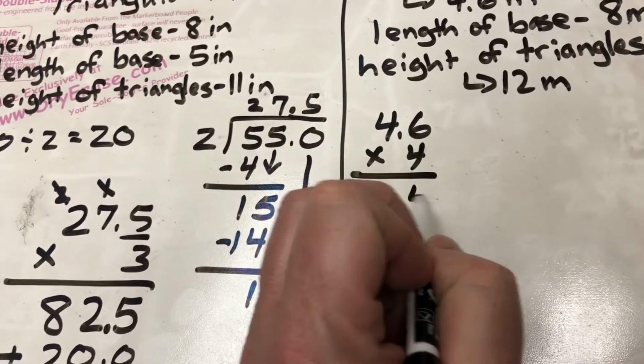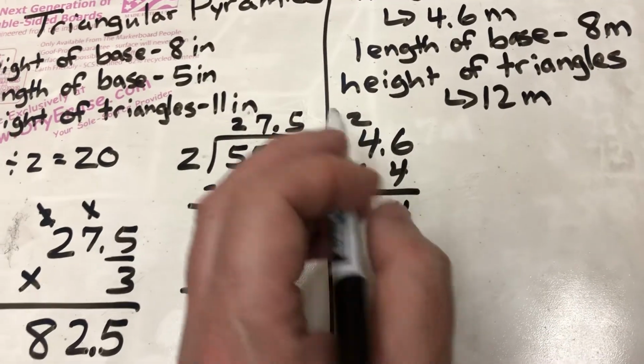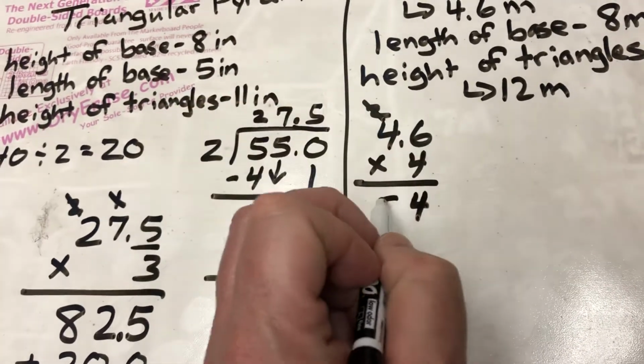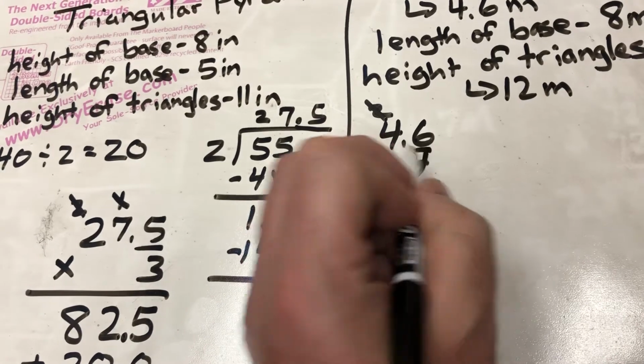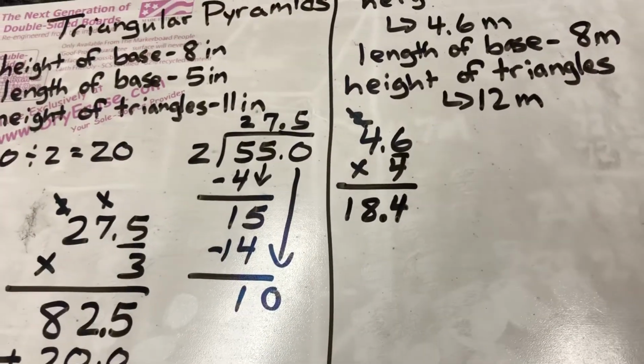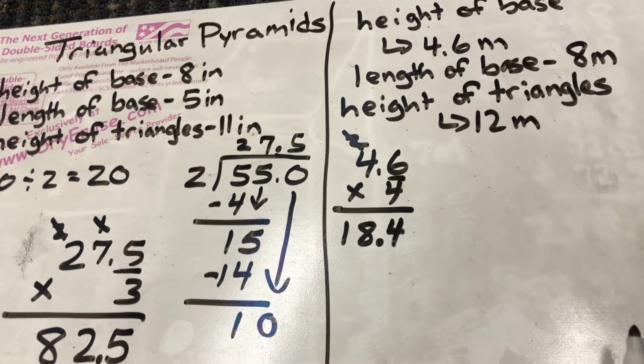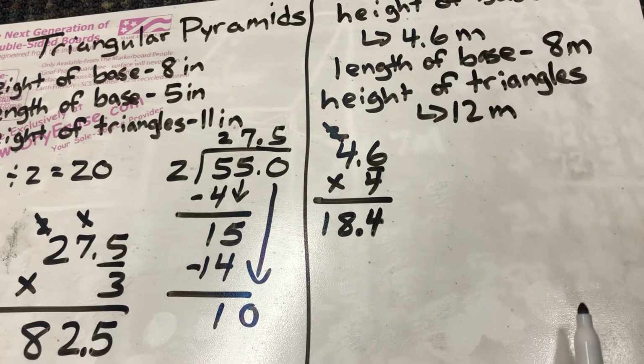4 times 6 is 24. Put the 4 down, carry the 2. 4 times 4 is 16, plus 2 is 18. One digit after the decimal in the problem, so one digit after the decimal in my product. The area of the triangular base is 18 and 4/10 square meters.